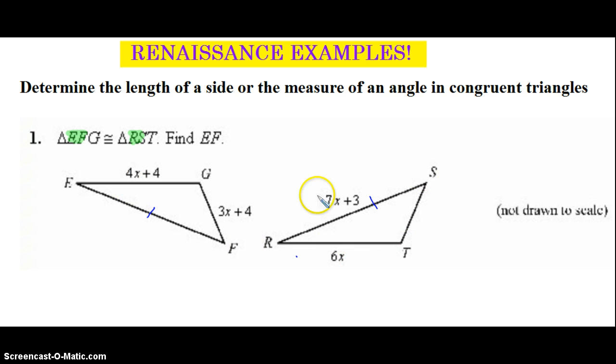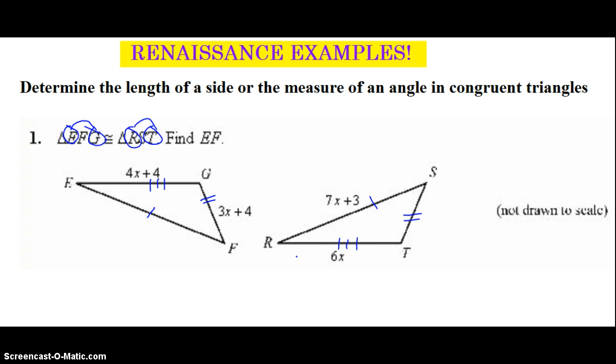It's important to tell yourself where the congruent parts are before you try to make an equation. FG would have to match ST. And then the one that sometimes gets forgotten is first and last. EG would have to match RT, first and last. First, last. So RT.